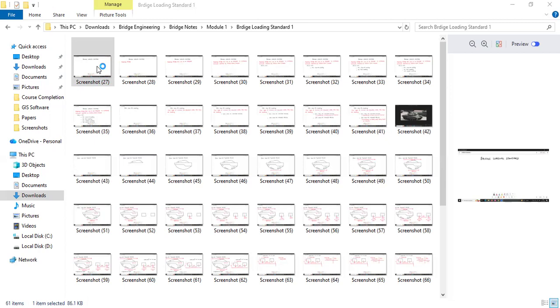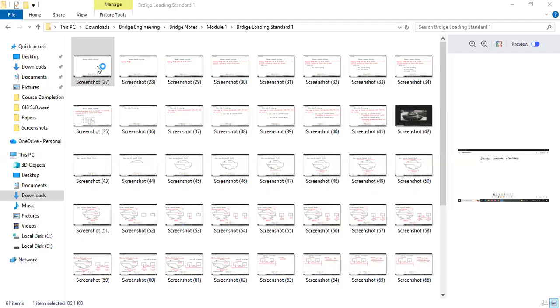IRC class AA loading, IRC class 70R loading, IRC class A loading, IRC class B loading. Okay, and you also have special vehicle loading, but that is not in the syllabus. These are there in the syllabus. IRC class AA loading, again it is divided into tracked vehicle and wheeled vehicle. We have seen this in the previous class.